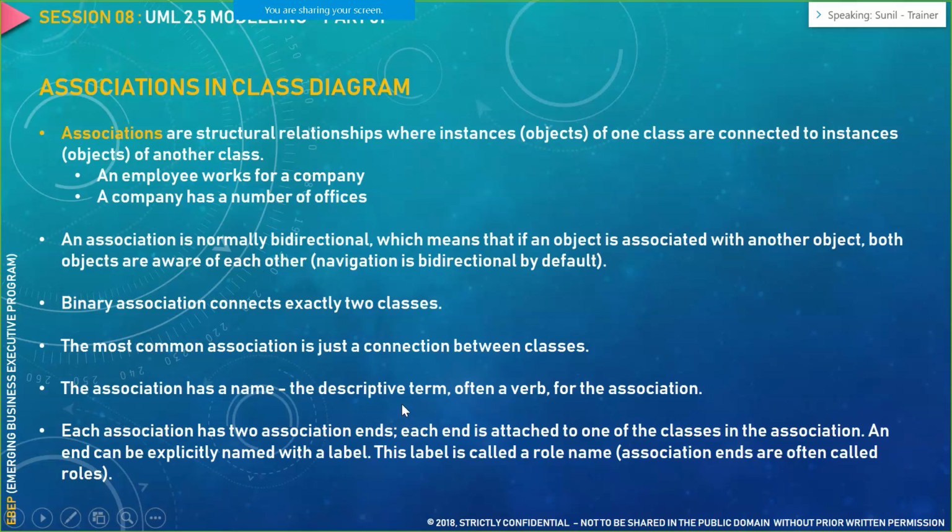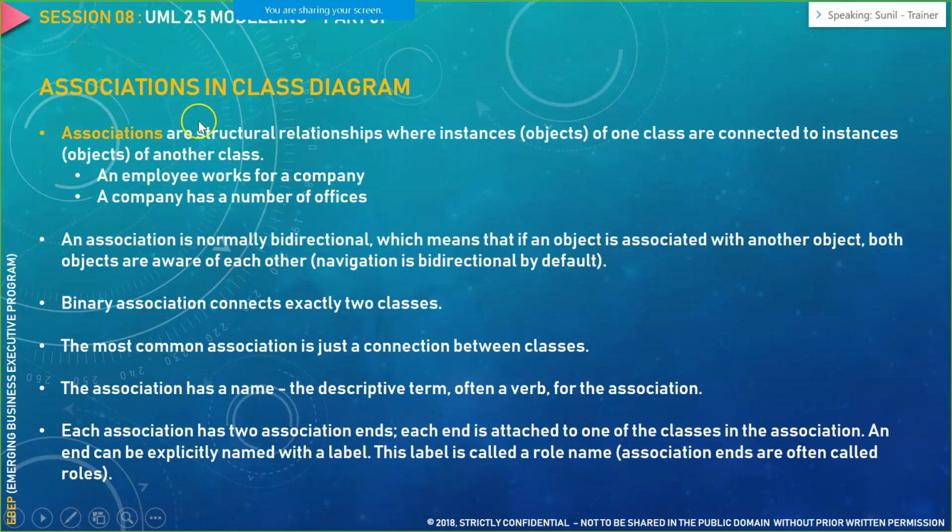Now associations in a class diagram are nothing but structural relationships where instance objects of one class are connected to instance objects of another class. For example, an employee works for a company. So the employee class has a relationship with the company class. Now a company has a number of offices, so the company has a relationship with different offices. One company can have different offices. So here the relationship is direct. Employee has a relationship directly with the company, one to one. Company has a relationship with different offices, one to many.